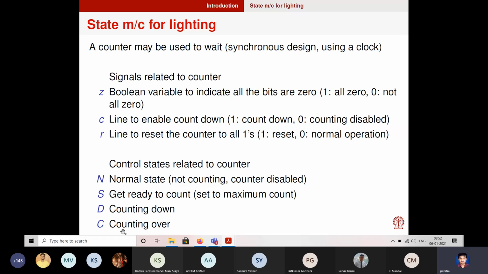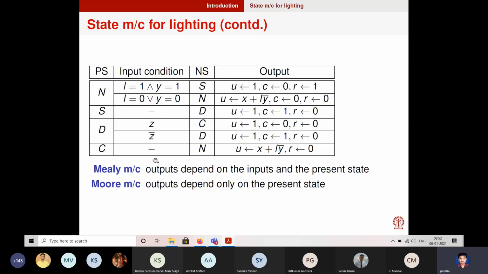What is C? C is counting over. If it is not yet over, that means Z bar, you have not yet counted down to 0, it will continue to stay in this state. Similarly, if the count is over, in the next clock, whatever your input is, it will go to the normal state N. This is the previous state and next state depending on the input conditions.